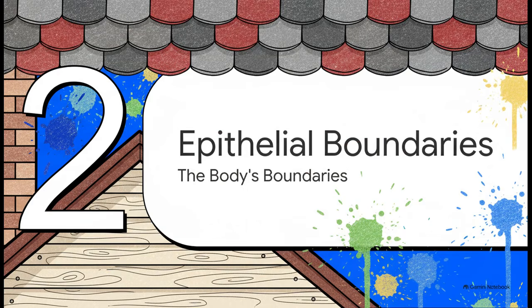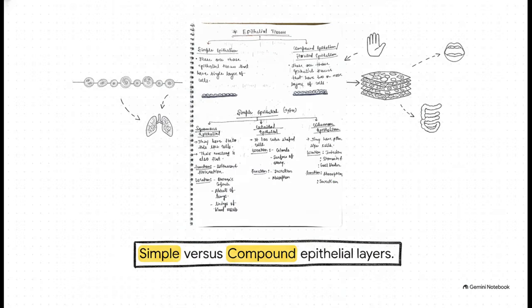Moving right along to section 2, epithelial tissues, or the body's boundaries. Think of this like the siding, the roofing, and the paint of our bodily house. This breakdown shows us a tale of two boundaries. Some barriers only need a single, simple layer of cells. That's your simple epithelium. But in places where your body takes a real beating, like your skin, your mouth, or your esophagus, it relies on compound or stratified epithelium. It uses two or more tough layers stacked together to give you that heavy-duty protection.